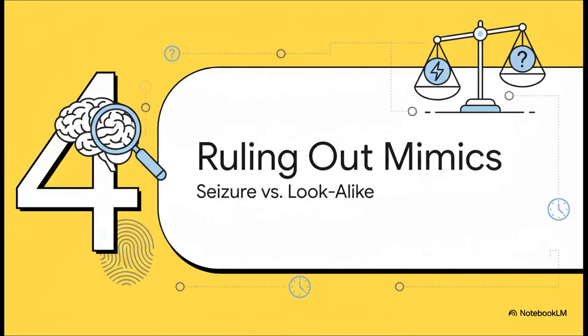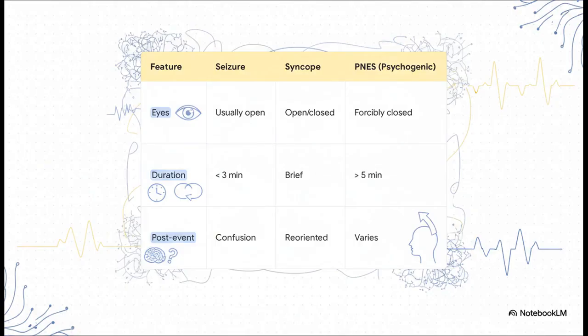All right, so an absolutely crucial part of this whole process is remembering that not every spell is a seizure. A huge part of being a good neurology detective is ruling out the imposters. So let's talk about the common lookalikes and how to tell them apart. This table is basically your field guide for this.